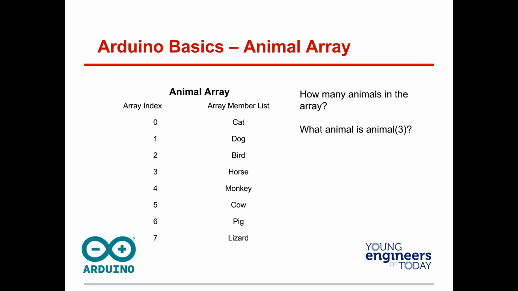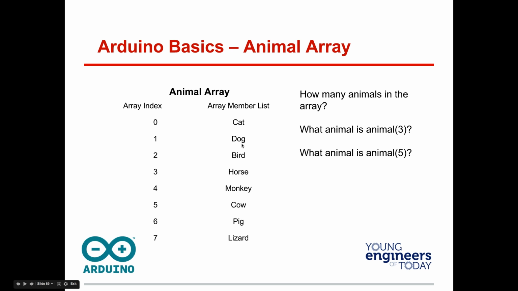Okay, folks, what animal is that? Well, I hope someone said horse. I hope someone thought horse. Okay, so let's go down here. 0, 1, 2, 3. Same thing as horse. What is animal 5?